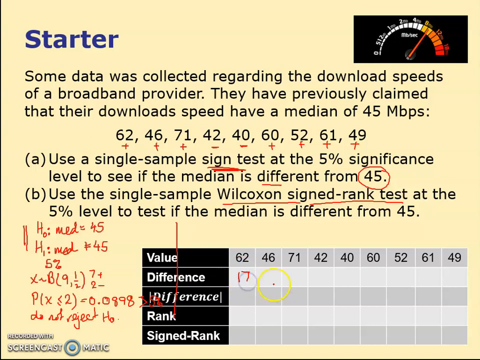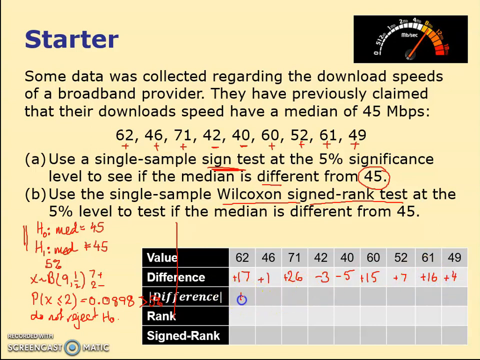And that sounds like 17 above. That's 1 above. That sounds like 26 above. 42 is 3 under, that's 5 under. 60 is 15 over, and really I should be putting pluses on these, so I'll put those on now. 52 is plus 7, 61 is plus 16, and 49 is plus 4.